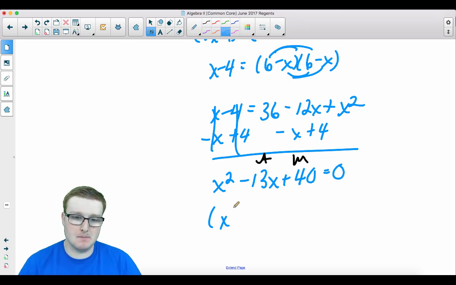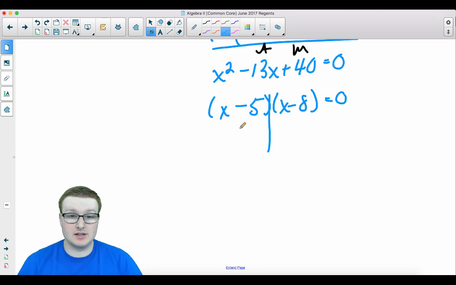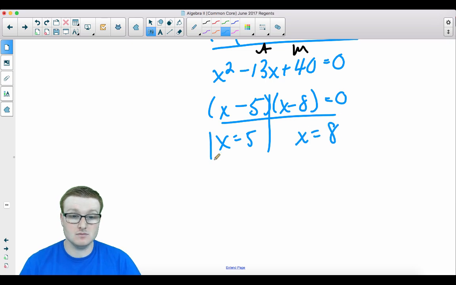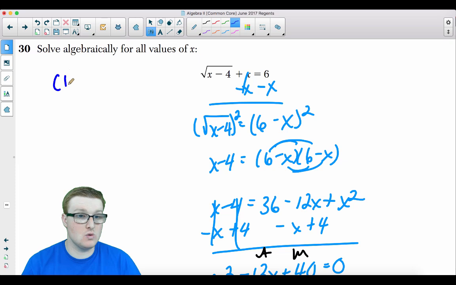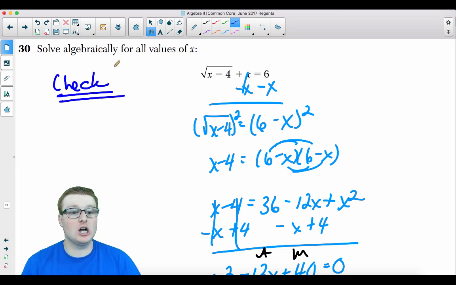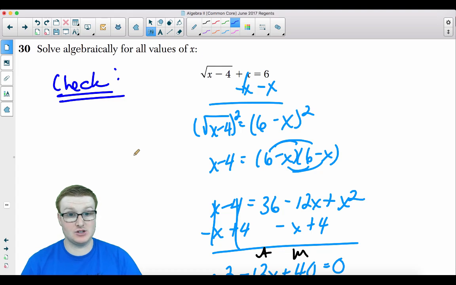So we get x minus 5 and x minus 8. Yep, x minus 5 and x minus 8. Set it equal to 0, then solve for x. T-bar, x equals 5, x equals 8. Now what we need to do is check those answers, because you need to have 100% certainty that those two answers are correct. So we're going to check it.